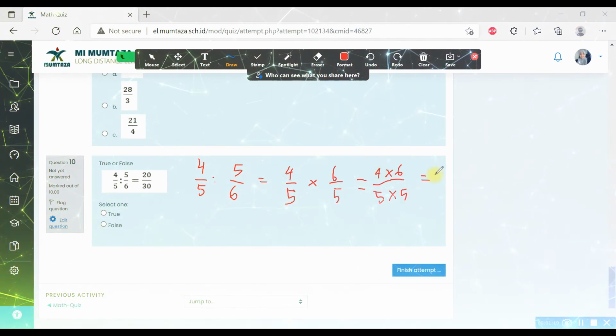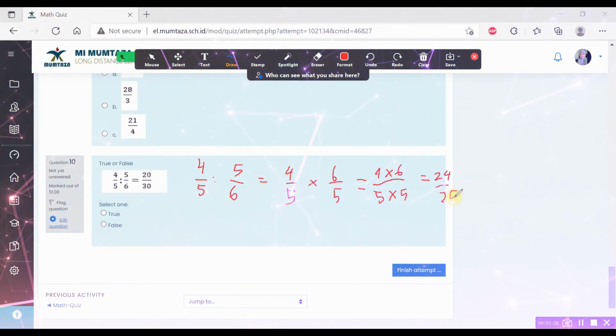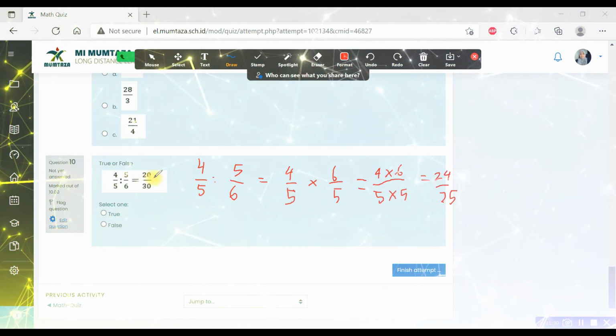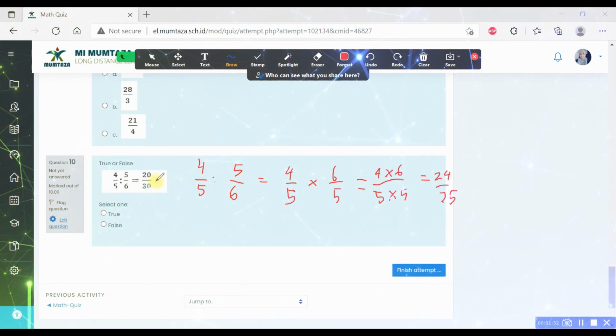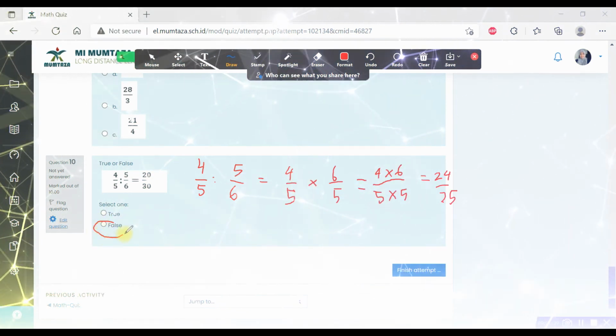4 times 6 becomes 24, and 5 times 5 becomes 25. Because this is a true or false question, look at the answer. 20 over 30, is it right or not? No, so the answer is false.